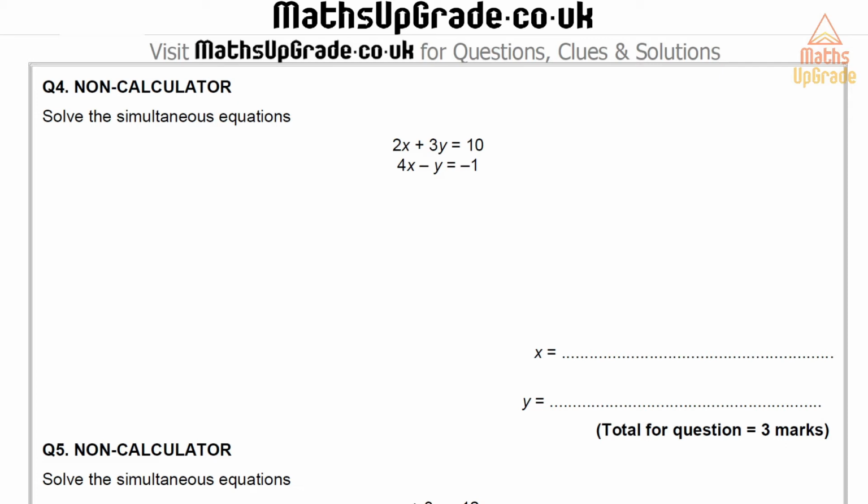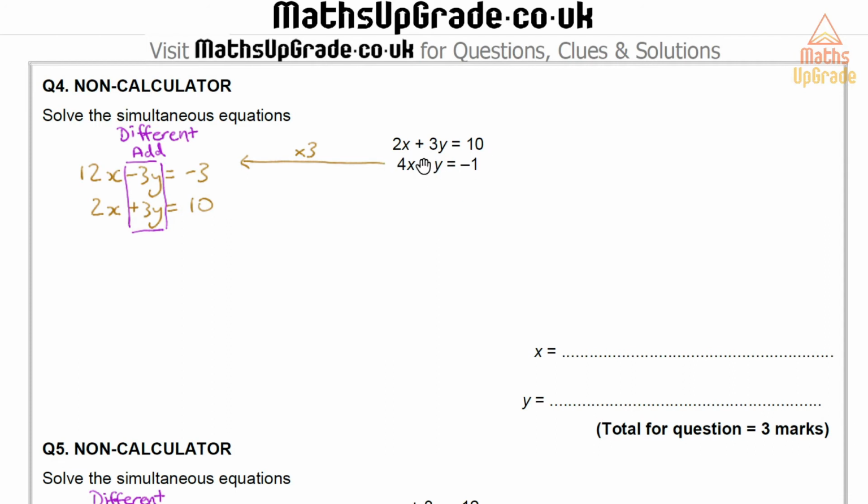Question 4. I've got two simultaneous equations here, and I notice that none of the coefficients are the same, so I need to manipulate either one or both equations. I'm just going to choose the y here in this bottom equation. I'm going to try and get it so it's got 3 in front of it. So I need to multiply this bottom equation by 3. That gives me 12x minus 3y equals negative 3.